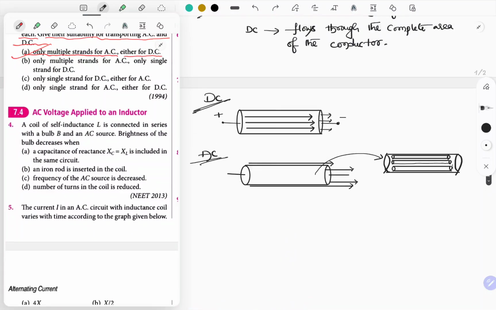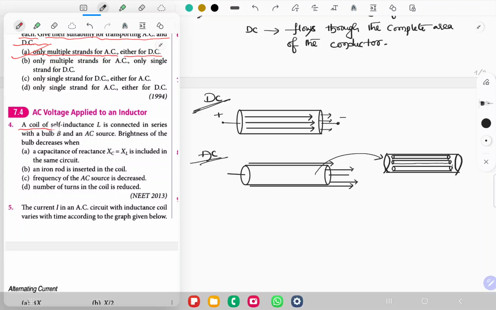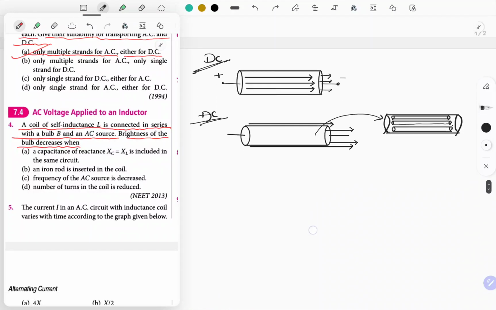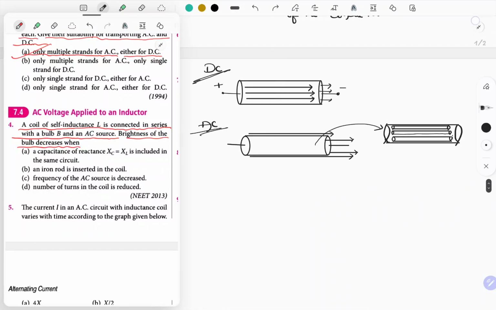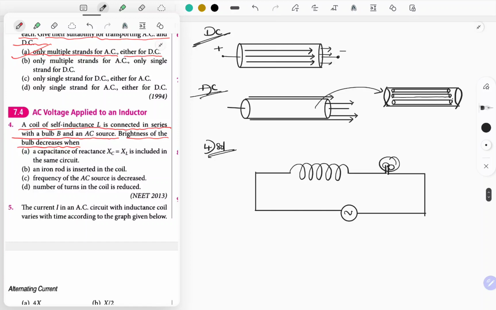AC voltage applied to an inductor. So let's solve question number 4. A coil of self-inductance L is connected in series with the bulb B as shown, and an AC source. Brightness of the bulb decreases when. Let me draw the circuit. So this is the circuit.